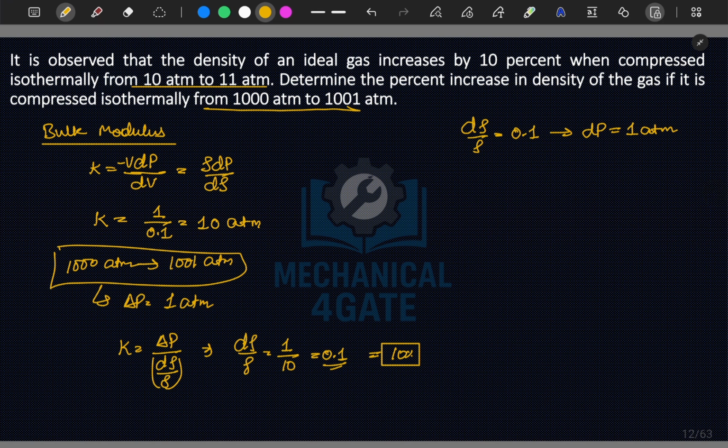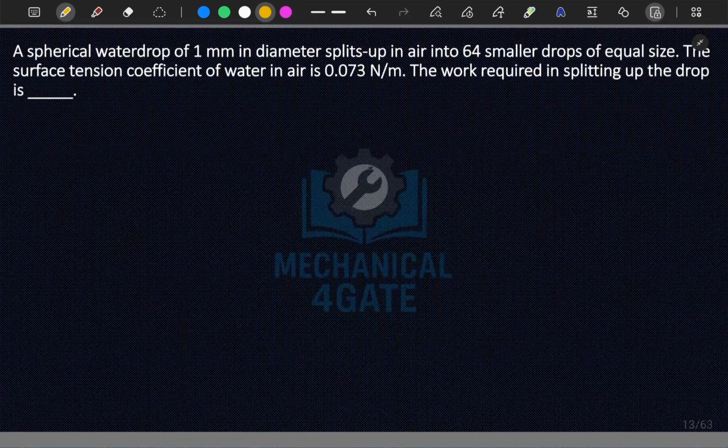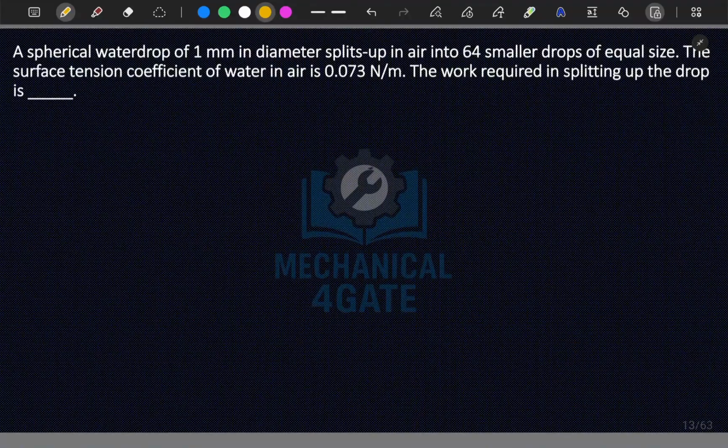I hope you understood this point well. Okay, now we will move to the next question. A spherical water drop of 1 mm in diameter splits up into 64 smaller drops of equal size. The surface tension coefficient of the water is given. The work required for splitting the drop is?